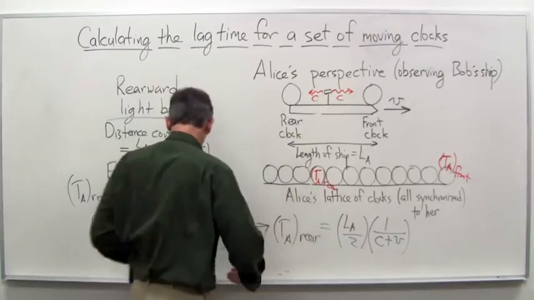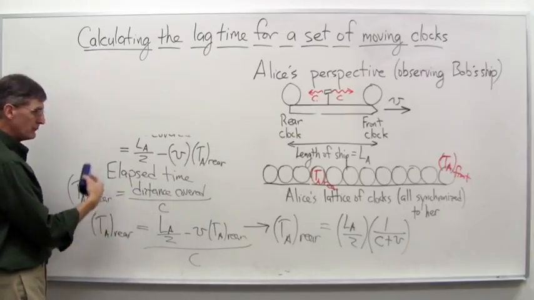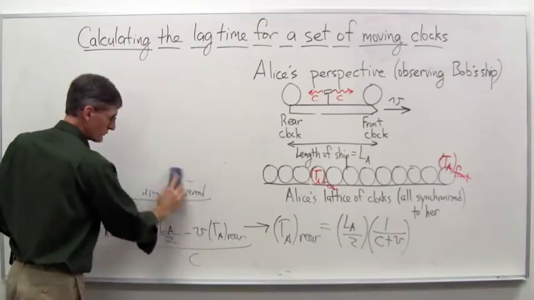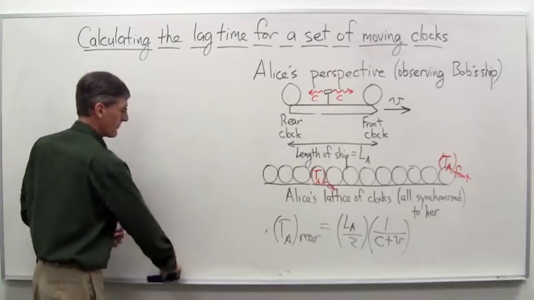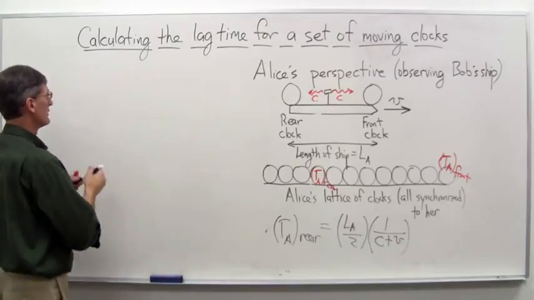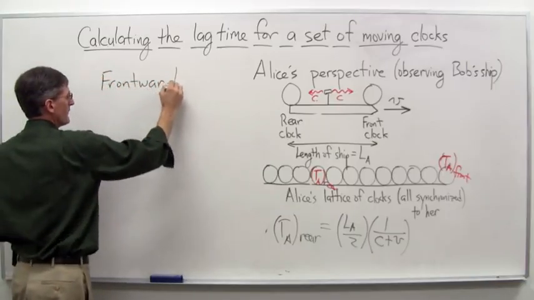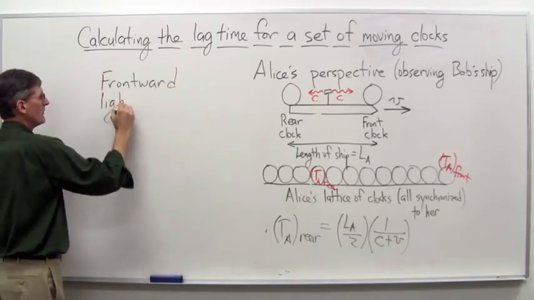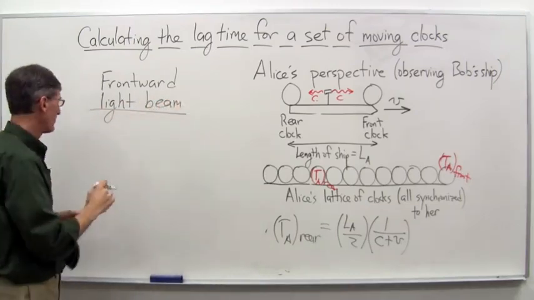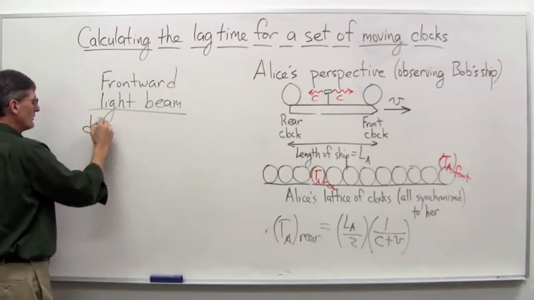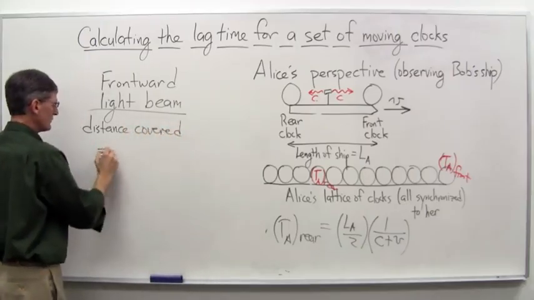Okay, we can see that qualitatively. We want to figure out quantitatively. So let's now do the similar type of thing, but for the frontward going beam. We'll leave this one right here because we'll use it in a minute. That was our first result. Okay, so for the frontward light beam, it's really the same idea here. The distance covered, distance traveled by it, will be equal to what?